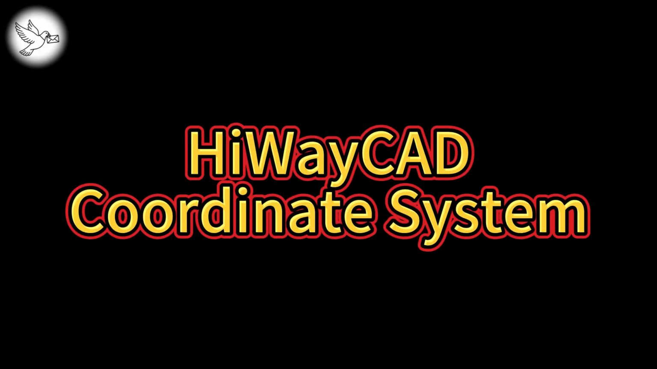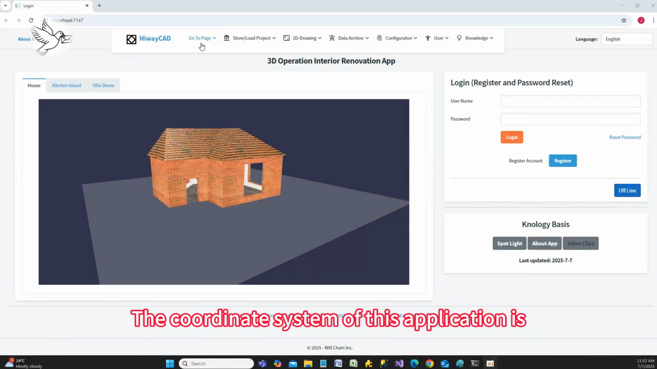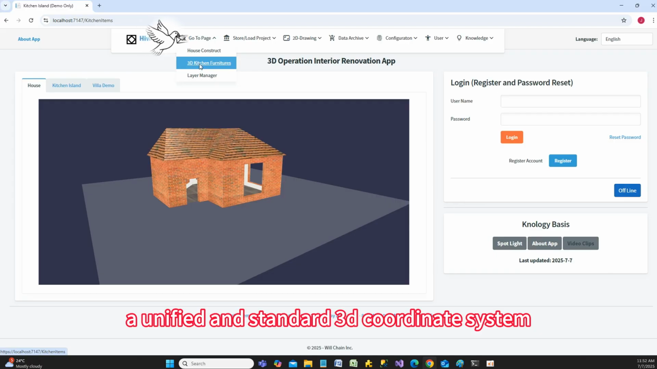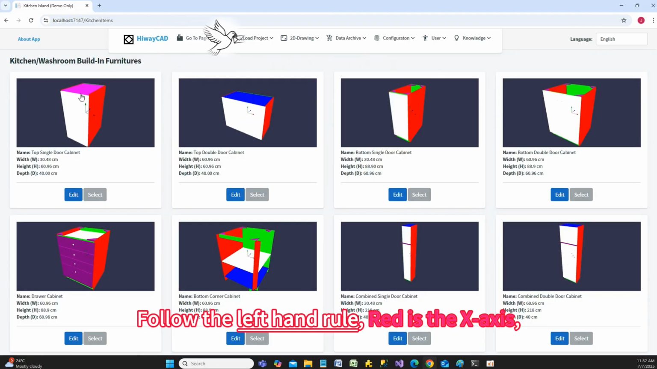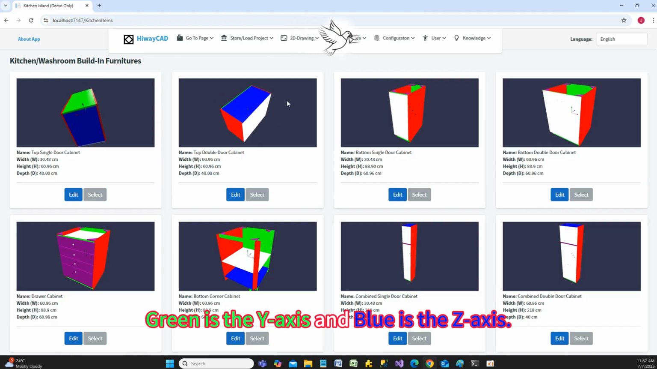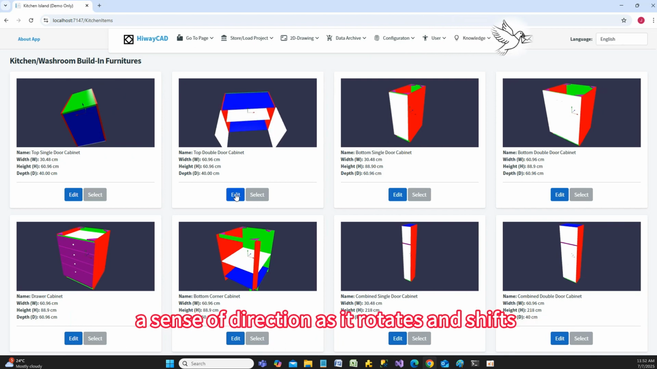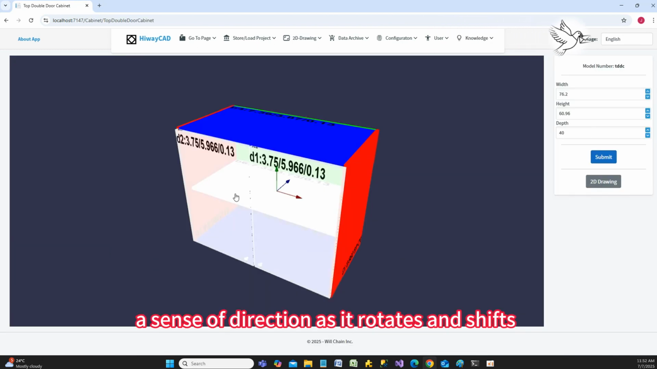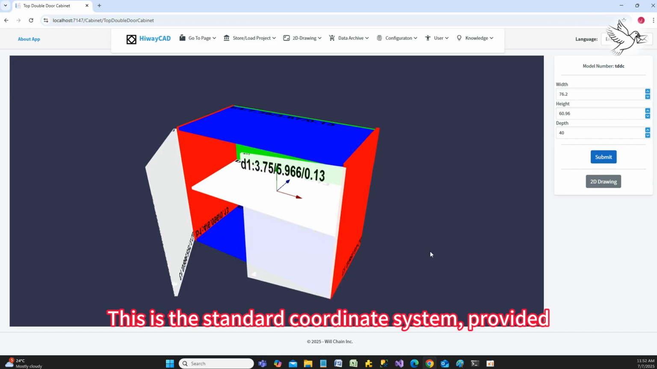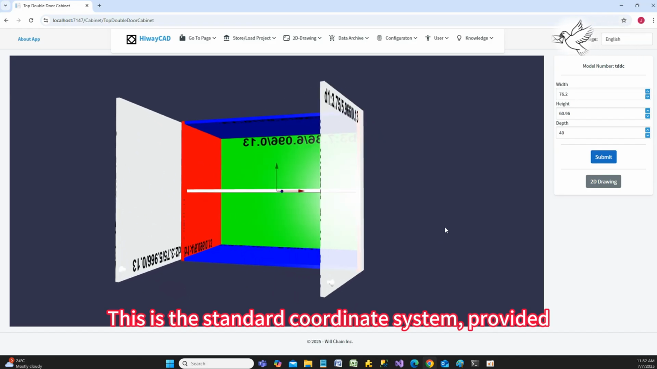HiWayCAD's coordinate system. The coordinate system of this application is a unified and standard 3D coordinate system. Follow the left-hand rule. Red is the x-axis, green is the y-axis, and blue is the z-axis. Each entity displays a coordinate axis, thus maintaining a sense of direction as it rotates and shifts. This is the standard coordinate system provided by the system.